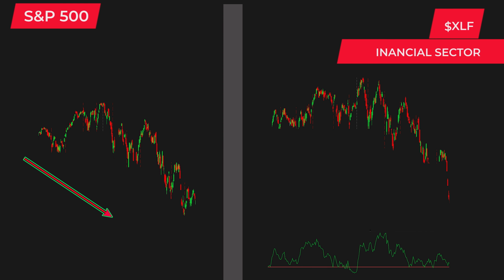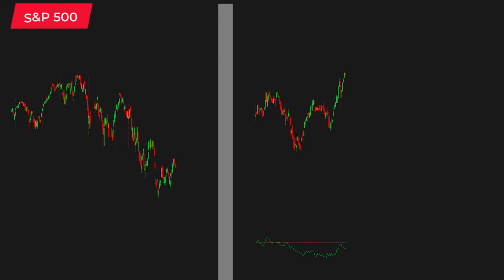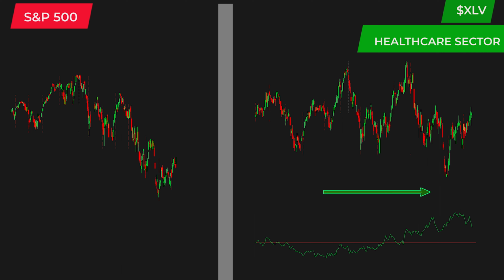On the right is XLF, the ETF for the financial sector. It is also in a downtrend. It is underperforming the overall market. The financial sector doesn't meet the criteria of having relative strength. On the right is XLV, the ETF for the healthcare sector. Notice the sideways price action while the overall market is in a downtrend. This sector seems to have relative strength. The green line is above the red line. This is confirmation of it having relative strength.